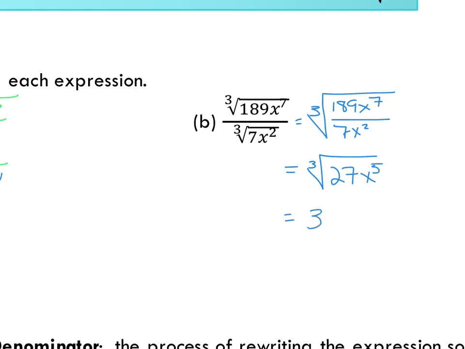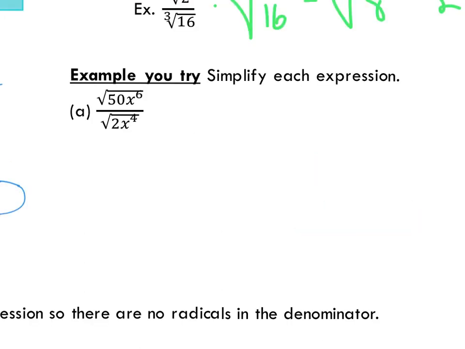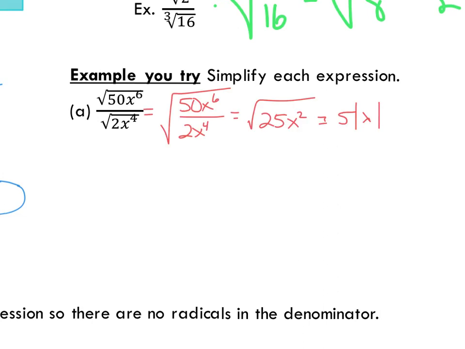In sets of 3 there are in 5. There's 1 with 2 left over. So our final answer is 3x times the cube root of x squared. And that's it. Take a minute or two and try the example. Hopefully you found this to be 5 absolute value of x.